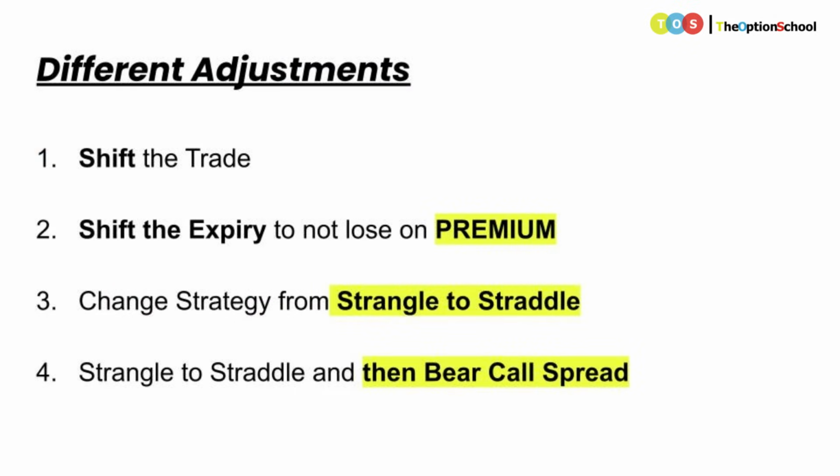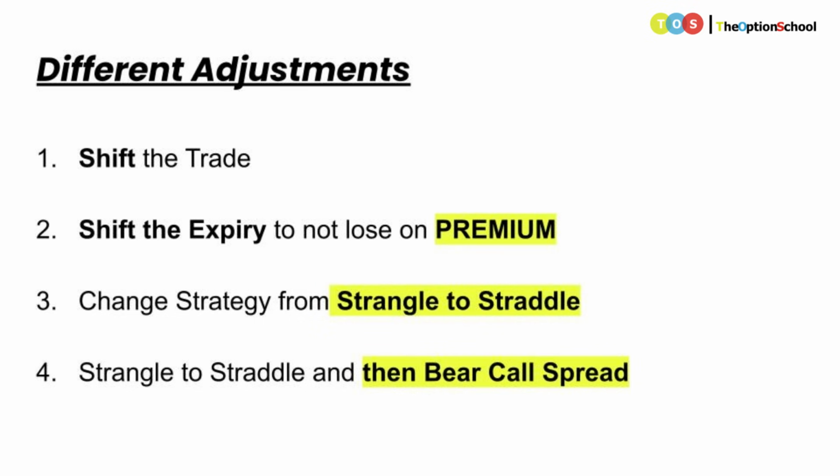First is a very simple adjustment, shift the trade. Another adjustment can be that you shift the trade to the next expiry, so you also do not lose the premium. Obviously the decay will become slower. Second is that you change the strategy from strangle, you can convert it into straddle. And then later on you can convert it into a bear call spread also.